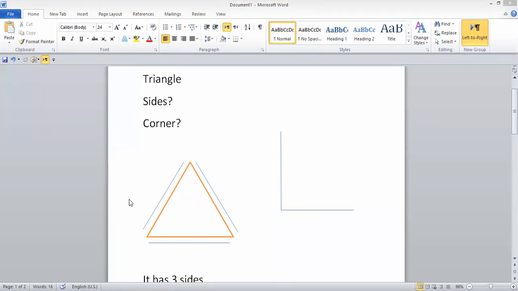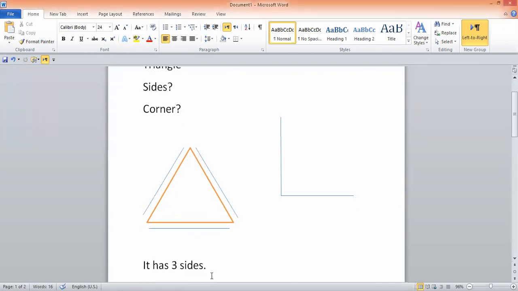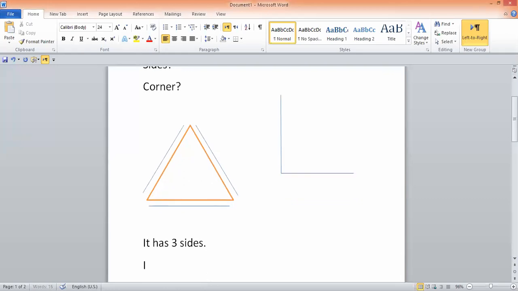Yes. Very good. So you can see how many corners the triangle has. Look, this is the corner. This line is meeting this line at this point, so this is corner number one. And this line is meeting this slope line here, so this is corner number two. And these two slope lines are meeting at this point, so this is corner number three. So a triangle is a 2D shape which has three sides and three corners.